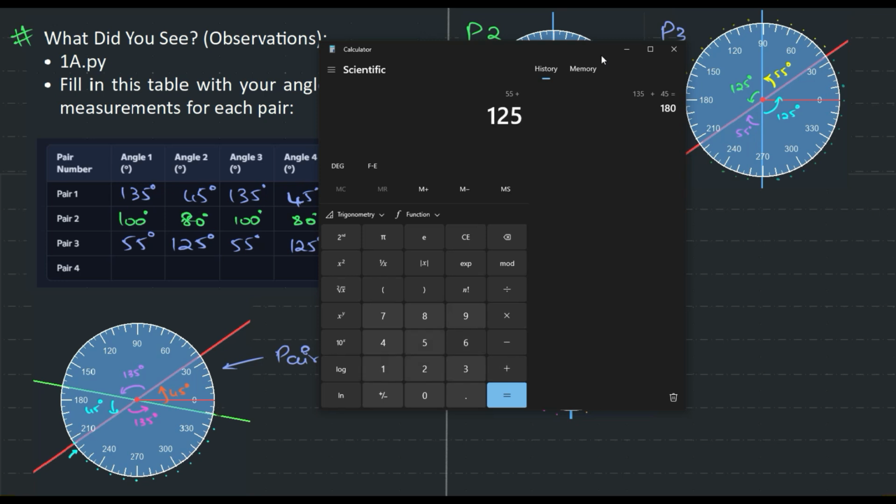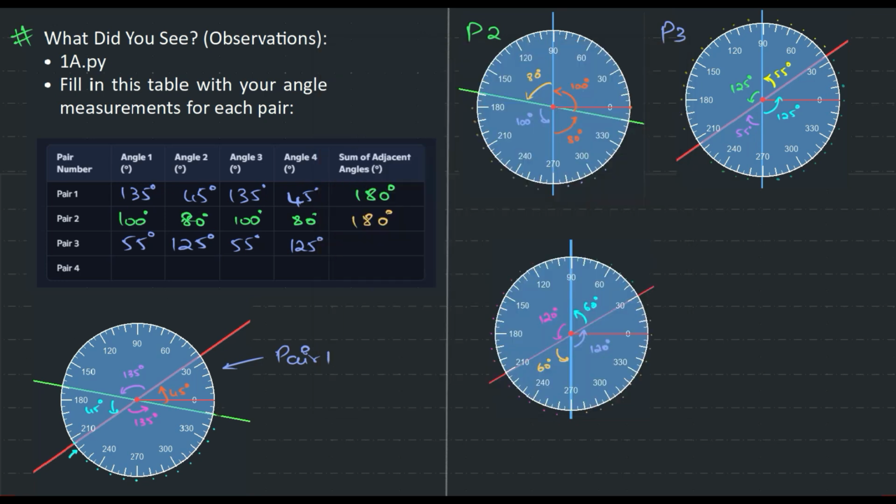55, 125 is 180. So 55, 125, 180, 25, 125, 55. So you can see that pairs are all of the same combination. So this is 180 degree.